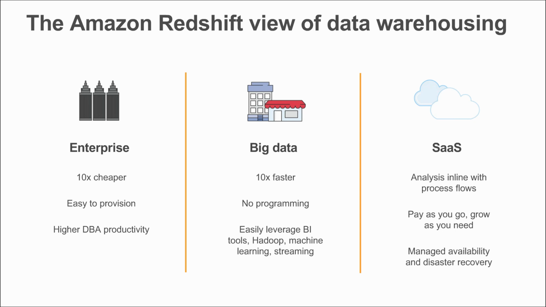So, a broad interpretation of enterprise, but these are people running on-premise data warehouses from the vendors we probably all recognize, names like Oracle, Teradata, and IBM Netezza, this typical landscape of data warehousing that's been around for decades, really. And what attracts them to Redshift is that it can be up to 10 times less expensive than your on-premise data warehouse, easier to provision, and you have higher DBA productivity because of the managed nature of Redshift itself.